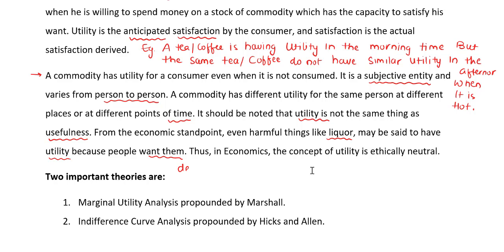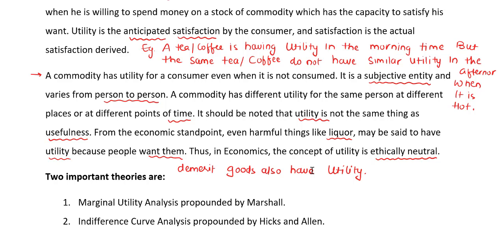So we can write over here that demerit goods also have utility. And in economics, the concept of utility is ethically neutral. So you can't say that this product is a good product or this product is a bad product. So demerit goods also have utility.